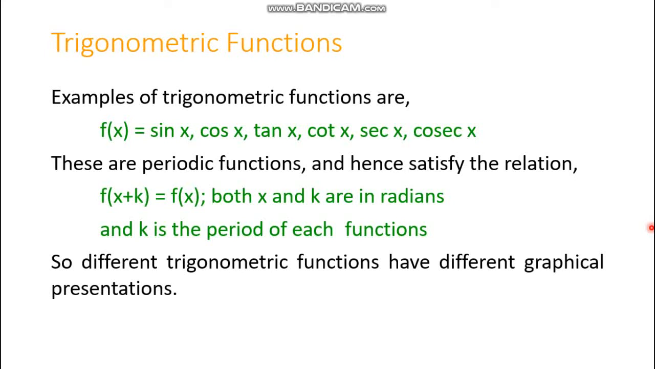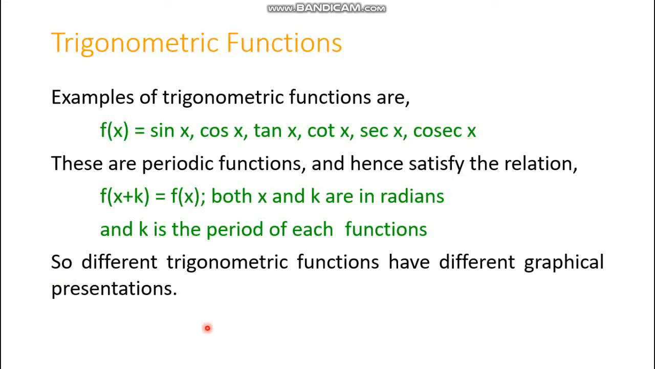Now, trigonometric functions. Examples of trigonometric functions are y equals f(x) equals sin x, cos x, tan x, cot x, sec x and cosec x. What are the full forms? This is sine, this is cosine, tangent, cotangent, secant, cosecant.